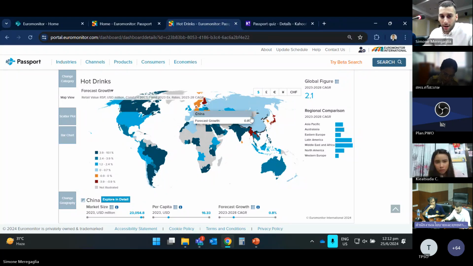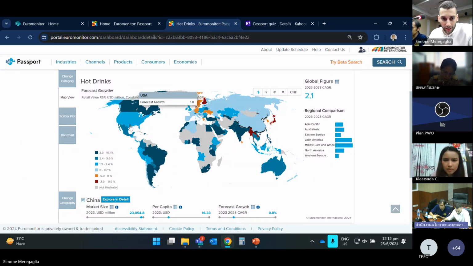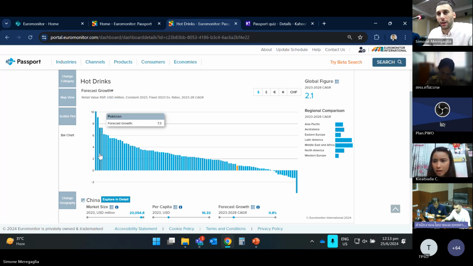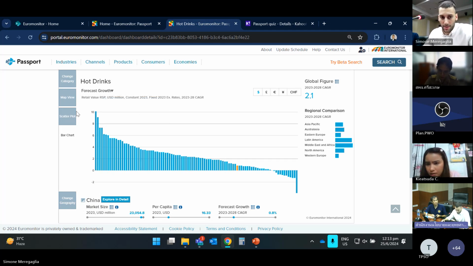One is, if I want to know which one is the country that is forecasted to grow the most, how do I do? Do I need to hover on each of the countries? No. You just need to click on bar chart and it will line up all the countries by forecast growth. And we see on top is Nigeria, Tunisia, Pakistan, Jordan, Qatar, India. So a lot of Middle East, Central Asian countries are gonna be growing in terms of consumption of hot drinks.